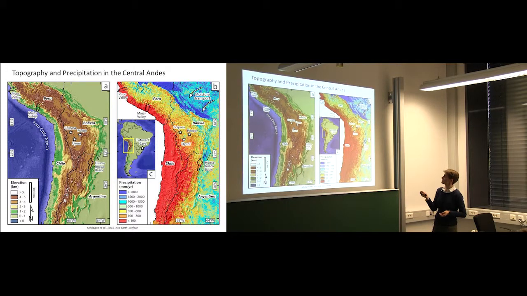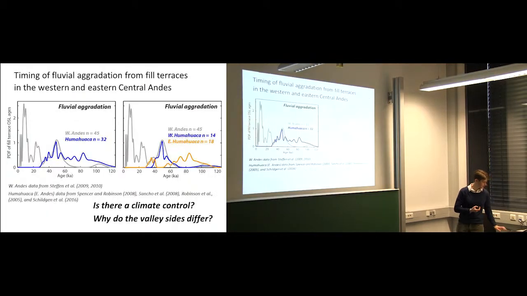There's also one site in the eastern Central Andes, of course, the Humahuaca Basin, where we have quite a bit of data on the timing of aggradation. I'm showing those locations with respect to topography on the left and yearly rainfall on the right. In the next slide, I'm going to show you a compilation of all these ages for the timing of aggradation. I lumped together all the sites in the Western Andes, and this is just a PDF of the ages.